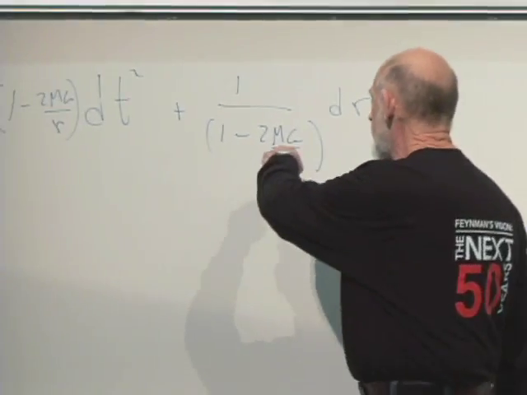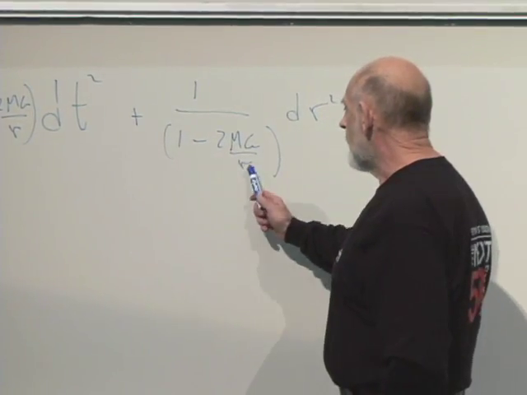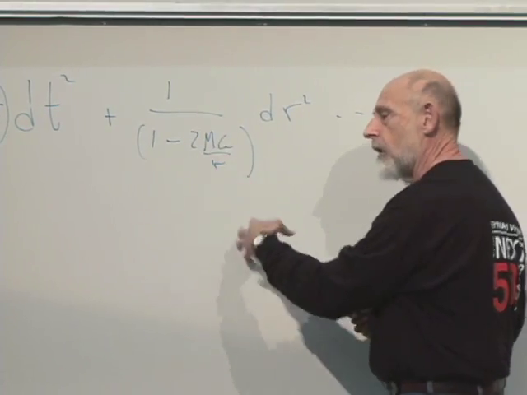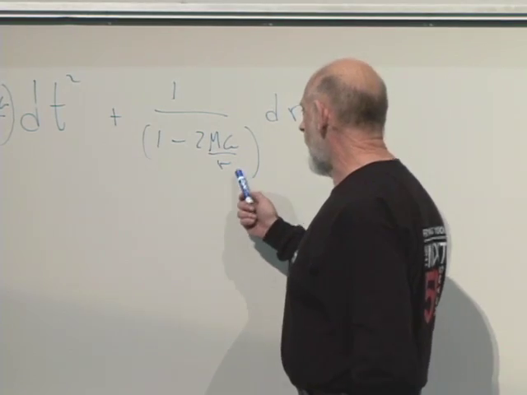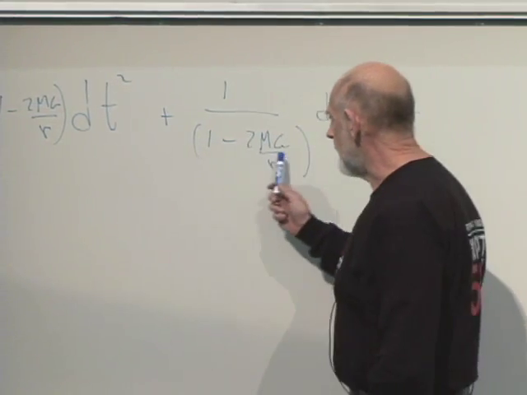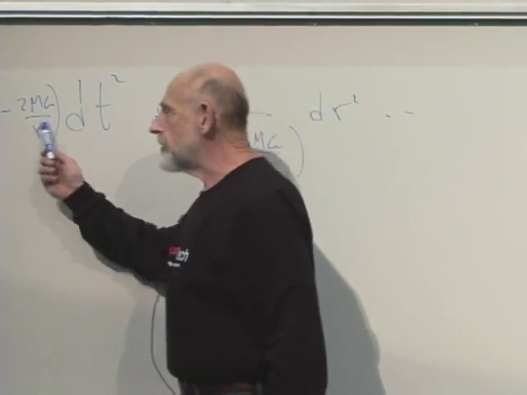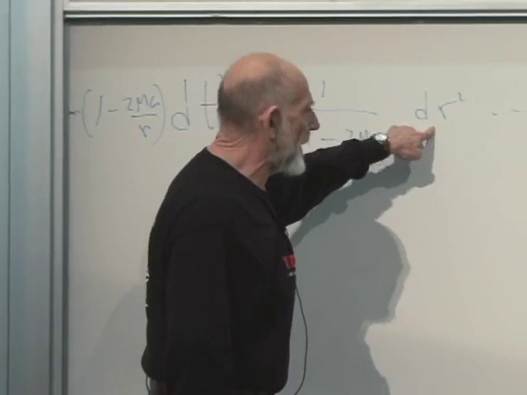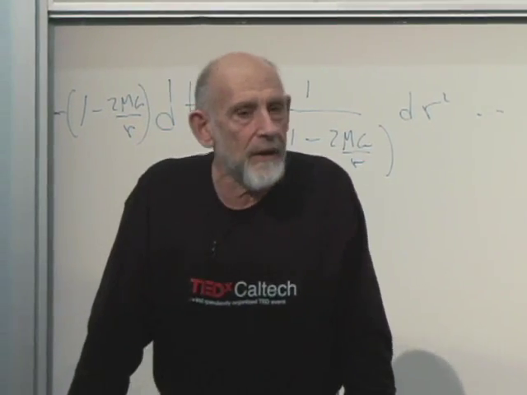But something happens when r crosses 2mG. When r is greater than 2mG, this is positive. 2mG over r is small. 1 minus a small number is positive. But when r gets smaller than 2mG, suddenly the sign changes here. The sign also changes here. It means that somehow r is becoming a time-like variable and t is becoming a space-like variable.